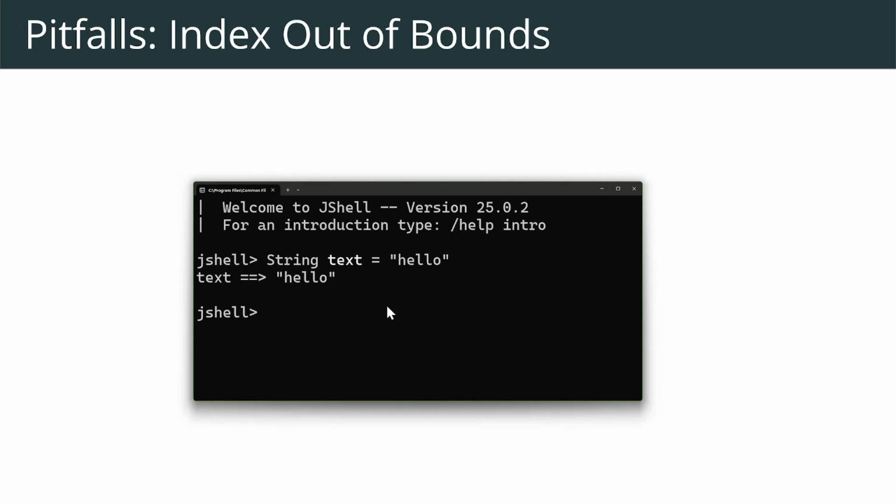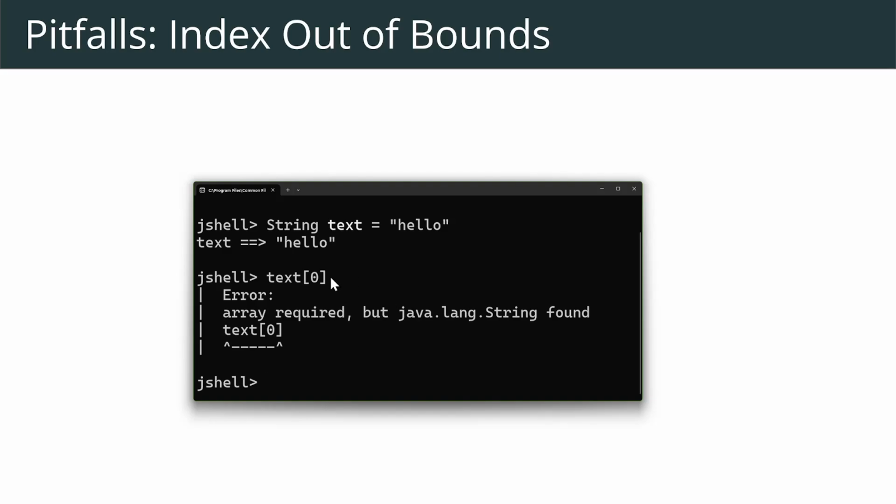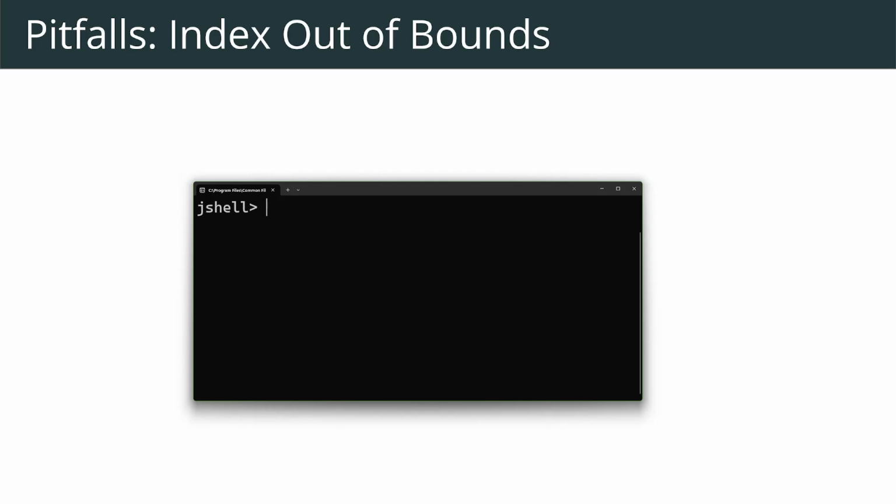So we could access individual things here, like text 0. Right? Can I do this? Oh, whoops! I was thinking about C++. My bad. In Java, I think it's text.charAt. Yeah, text.charAt.